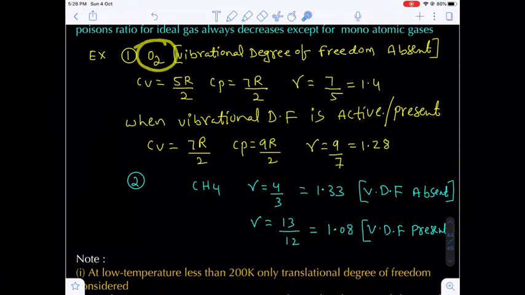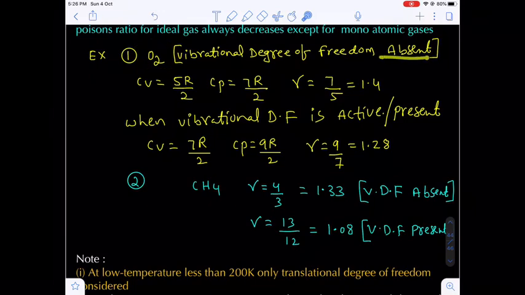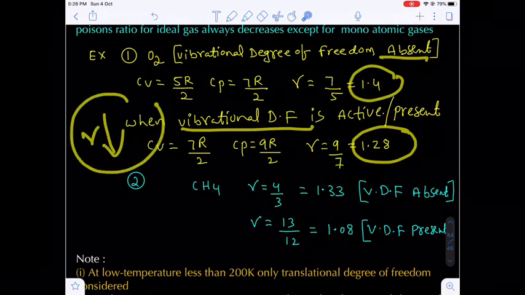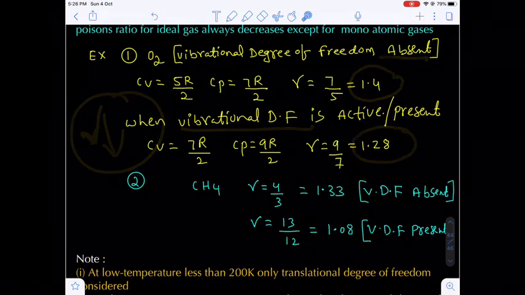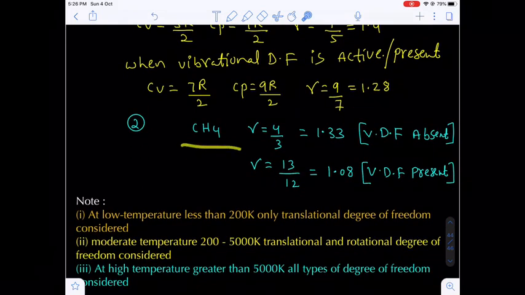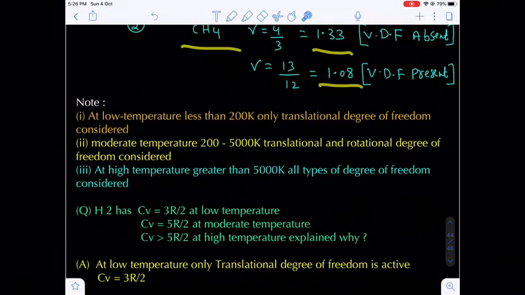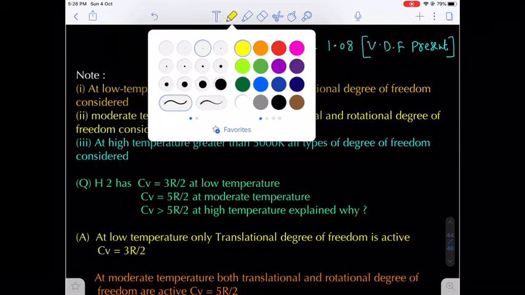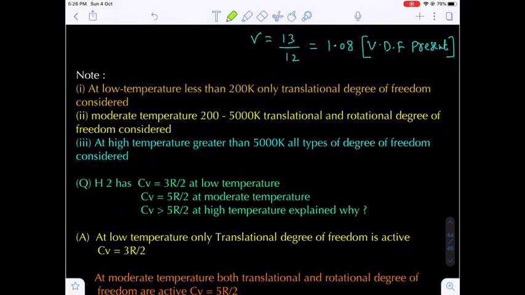Let's suppose if you see oxygen, in case of absence of vibrational degree of freedom, the CP by CV value is 7 by 5, 1.4. But if we consider the vibrational degree of freedom, that will be 1.28. That means the gamma value decreases. And one more example, methane, I have given here. Now at low temperature, yes, so here we have to import it.